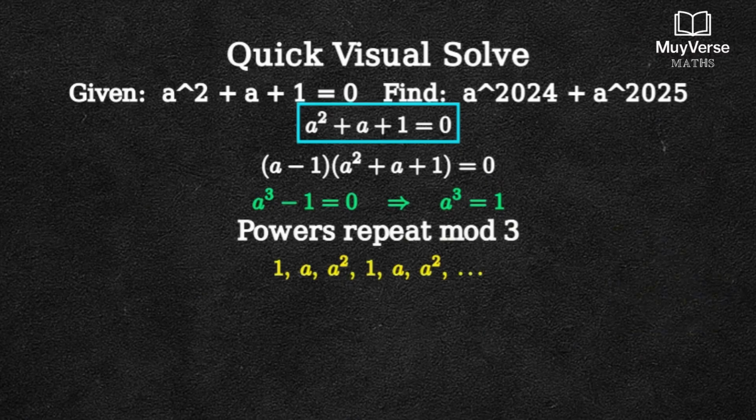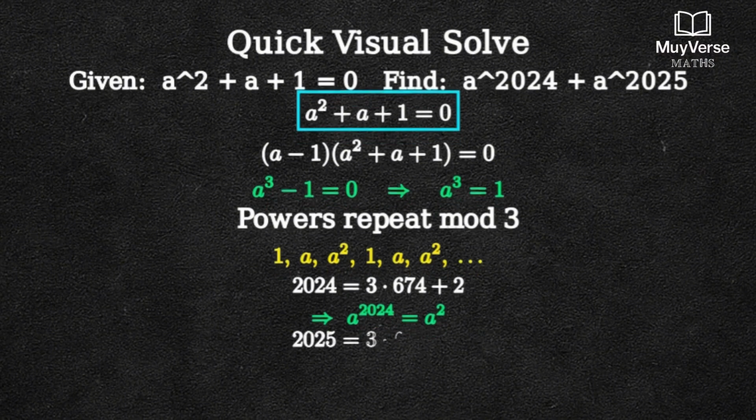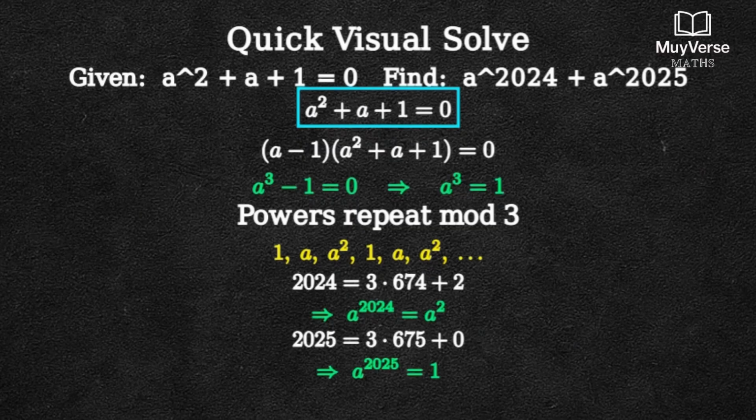Now reduce the exponents modulo 3. 2024 equals 3 times 674 plus 2, so a to the 2024th equals a squared. 2025 equals 3 times 675 plus 0, so a to the 2025th equals 1. So the requested sum becomes a squared plus 1.